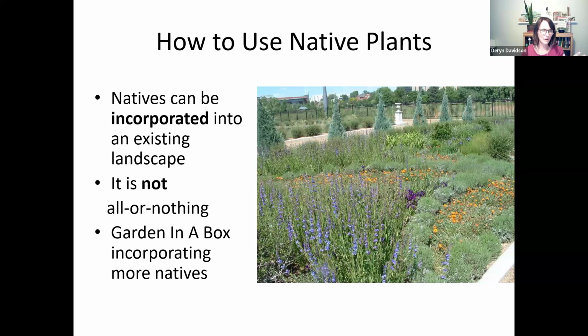And Garden in a Box is such a cool program because it really makes it easy. It gives you the design, you pick up the plants, pop them in the ground, and hopefully they do really well. So if you can get native plants that way, that's a bonus. But I do think it's important to know that it's not all or nothing.